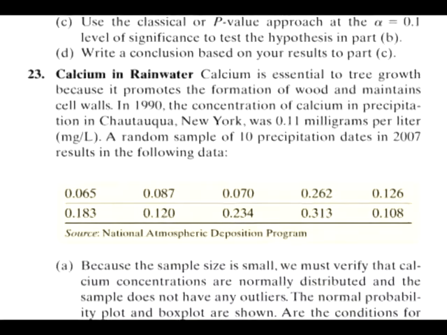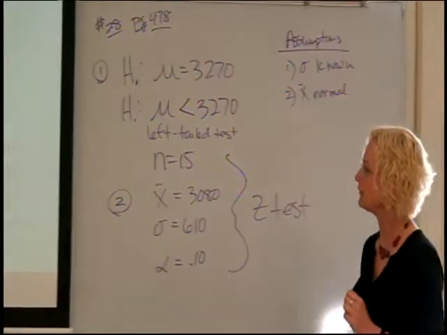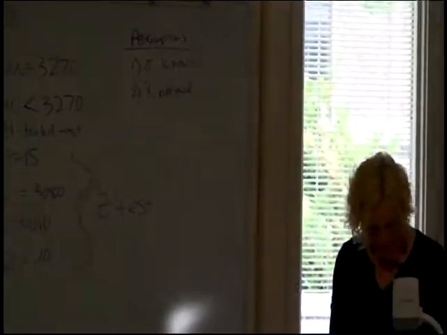Cool. Okay, so calcium is essential to tree growth because it promotes the formation of wood and maintains cell walls. In 1990, the concentration of calcium in precipitation in, I'm not even going to try to pronounce it. Anybody from New York can pronounce that? I can't. Was 0.11 milligrams per liter. A random sample of 10 precipitation dates in 2007 results in the following data. Because the sample size is small, we must verify that calcium concentrations are normally distributed and the sample does not have any outlier.